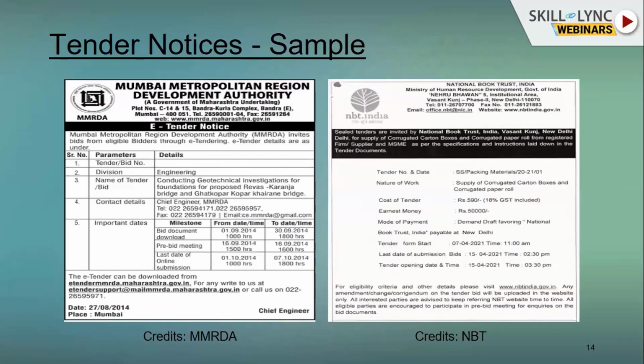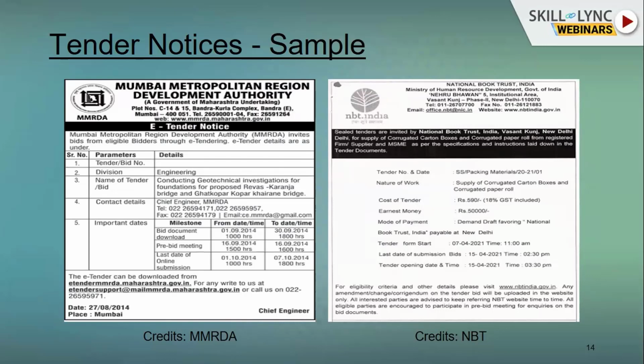So here I would like to show you a couple of tender notices. We will go through ones where the details were mentioned. National Book Trust of India, tender number and date. Nature of work is very simple: corrugated carton boxes and corrugated paper rolls. Cost of tender is 590.